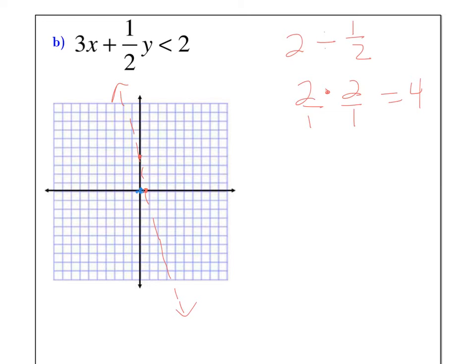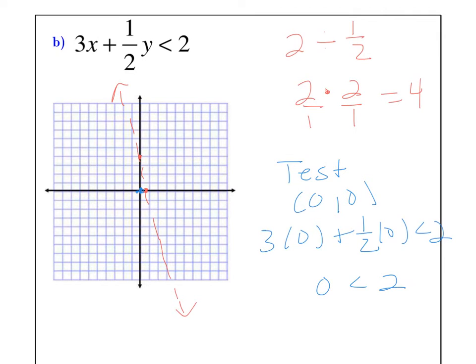So I'm going to go ahead and test 0, 0. So I'm going to plug 0 into my inequality and see if my inequality is true or false. So the question is, is 0 less than 2? And 0 is smaller than 2, so I can go ahead and shade on the side of my test point.